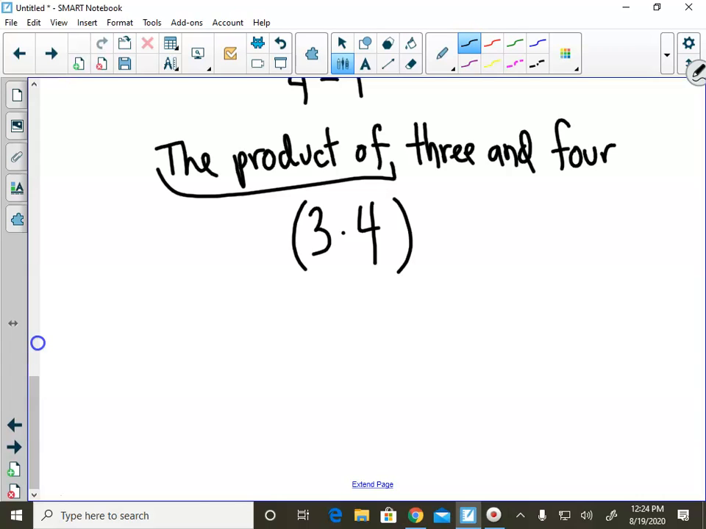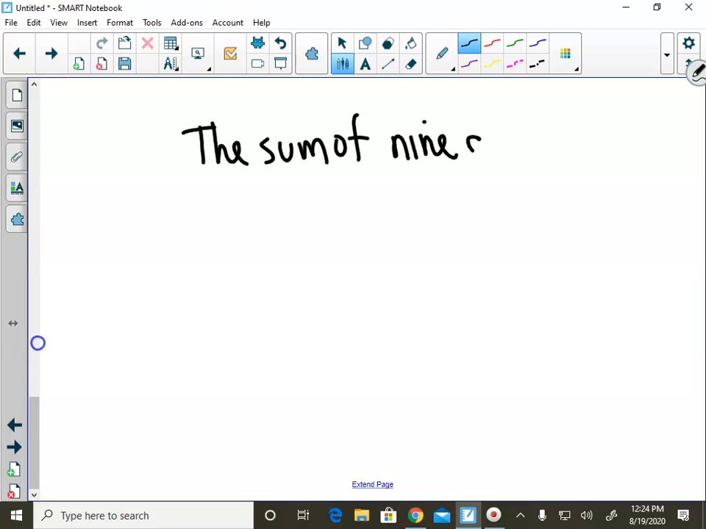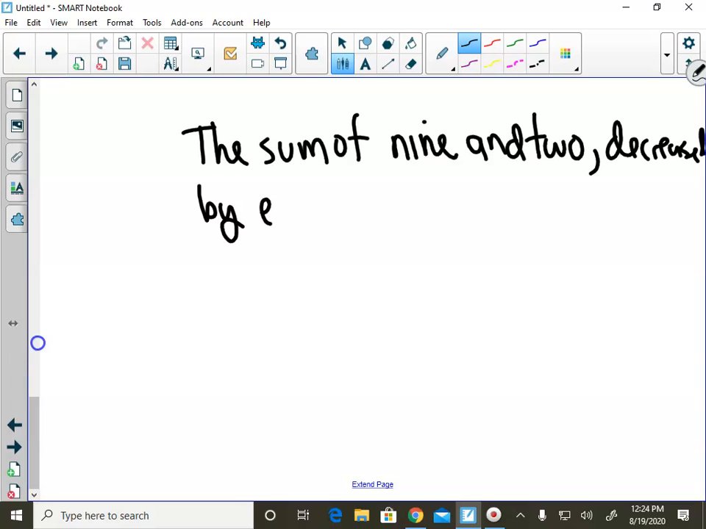I think you guys kind of get the idea of how this works. So let's do one that's a little bit more involved, just a little bit. What would this be if we had the sum of 9 and 2 decreased by 11?